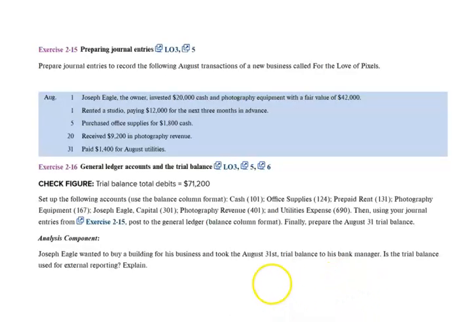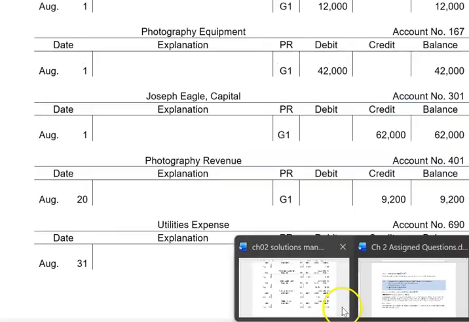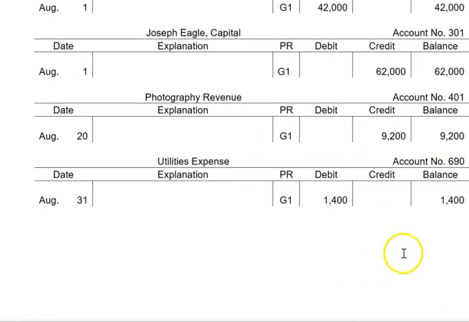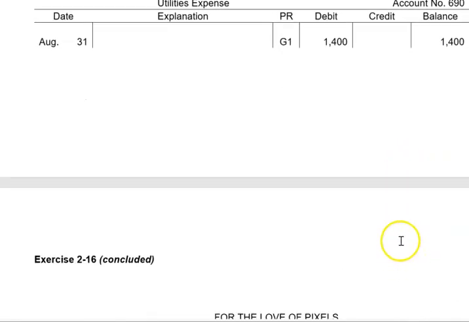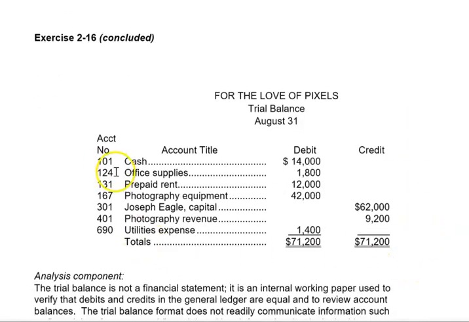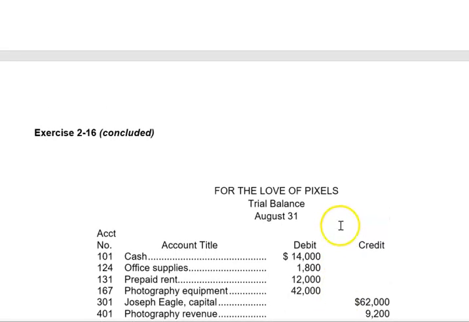So now that we've got our ending balances, they want us to prepare the August 31st trial balance. So remember, we do that by account number and name. So we're going to take all of those balances, okay, and we're going to list the account number, the account title, and the balance, okay? And as you can see, once we write them all out, the total debits and the total credits, because they have to balance, are 71,200. Okay.